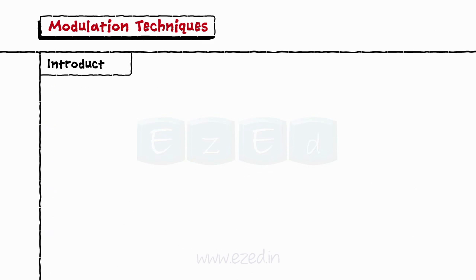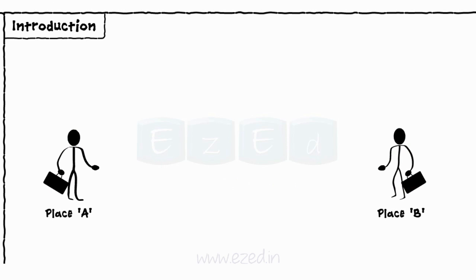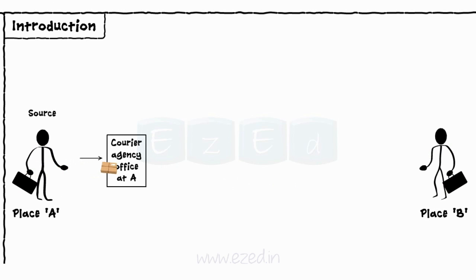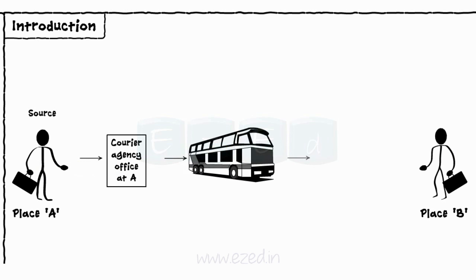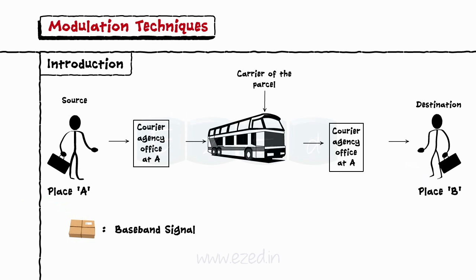Consider a situation in which a person has to send a parcel from place A to place B, which is very far from A. Hence, that person will first contact a courier company. The courier company will send the parcel via a bus from A to B. At place B, someone from the courier company will receive that parcel and deliver it to the destination. Thus, the parcel becomes a baseband signal. The bus becomes a carrier, and the courier company becomes the transmitter and the receiver.